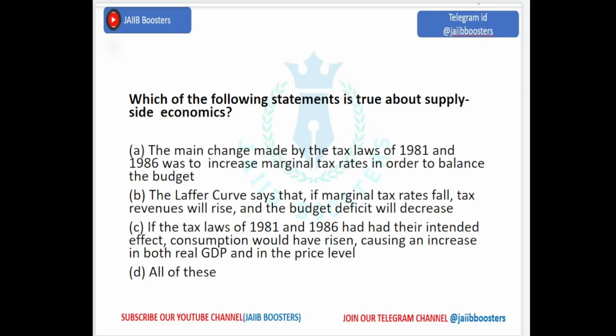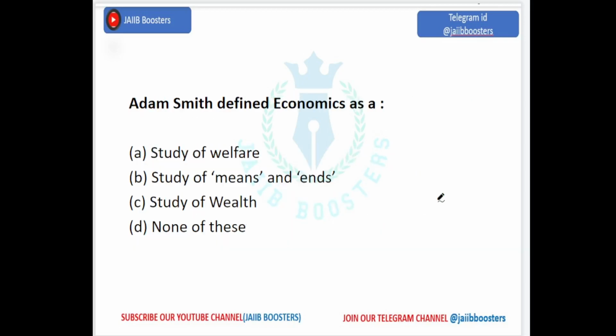Which of the following statements is true about supply side economics? The main change made by the tax laws of... We will go through the answer. The Laffer curve says that if marginal tax rates fall, tax revenues will rise and the budget deficit will decrease.